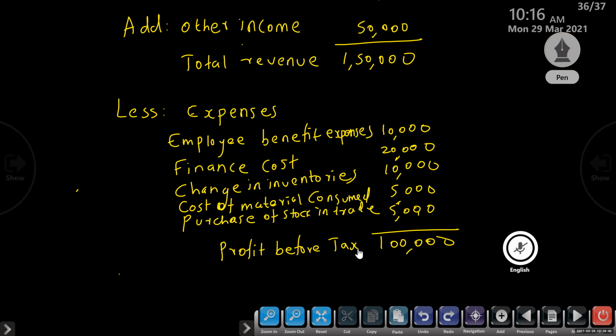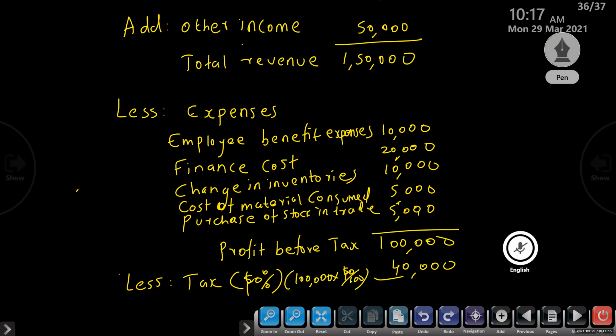Then from that you have to deduct tax. In the question they will give it, say 50% of profit before tax. From profit before tax you have to calculate tax. Suppose it is 40%, so 40,000. Then the final amount will be 60,000. That answer is profit after tax.